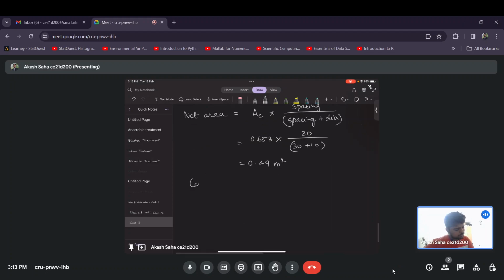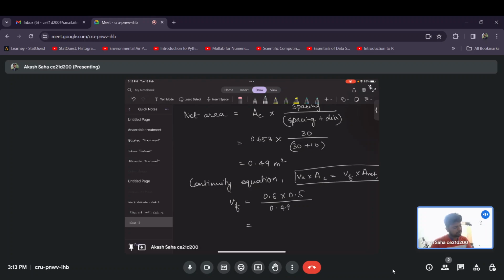So again, with the help of the continuity equation, my velocity of flow will be equal to how much? 0.6 into 0.5, all divided by 0.49. Because I can write velocity of approach into clear area is equal to Vf into net area. So by the continuity equation, I can find out the velocity of flow. So it will be 0.612 meter per second, and it is also less than 0.9 meter per second. So this is okay.